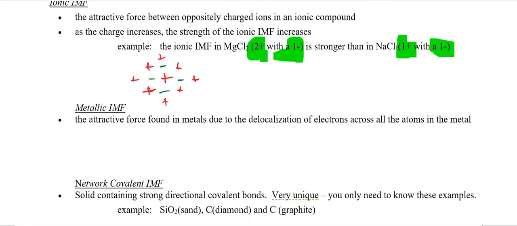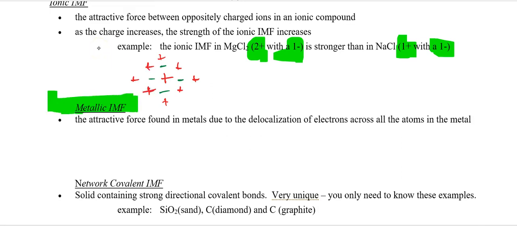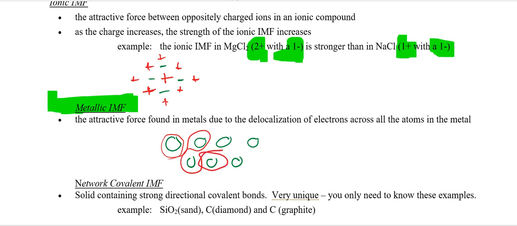Ionic IMFs are strong, but so are metallic IMFs. Metallic IMFs are within just metal substances. I talked about this in a previous post about bond types, how if a metal atom is with other metal atoms, their valence electrons are very loosey-goosey. The valence electrons are moving throughout all of the atoms. It's what we call delocalization of those electrons. And that delocalization of the electrons ties all the metal atoms together.